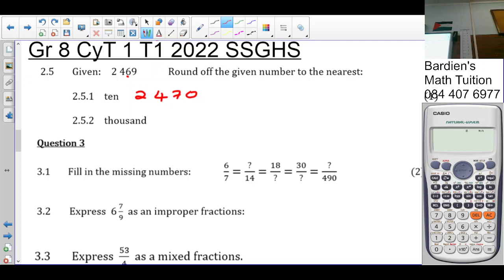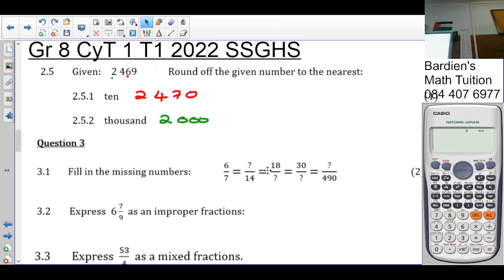In 2.5.2, thousands, so that's a 1,000 unit, not so. A 1,000 place value. The number prior to that is 4. Is that number less than 5? Yes. So therefore, it's not going to change. The answer is 2. Okay.